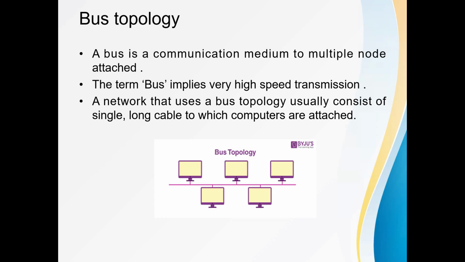Heavy traffic can slow down a bus because computers on such networks do not coordinate with each other to reserve time to transmit. So another topology is star topology.